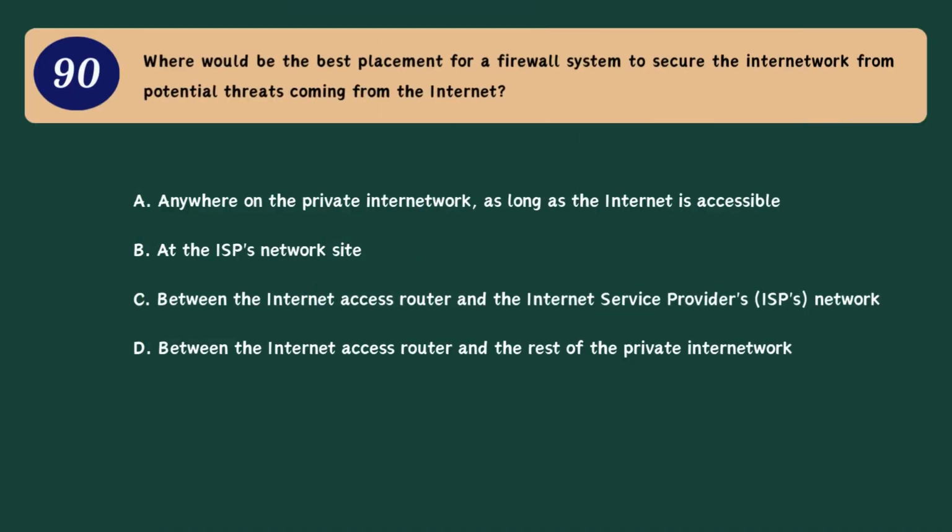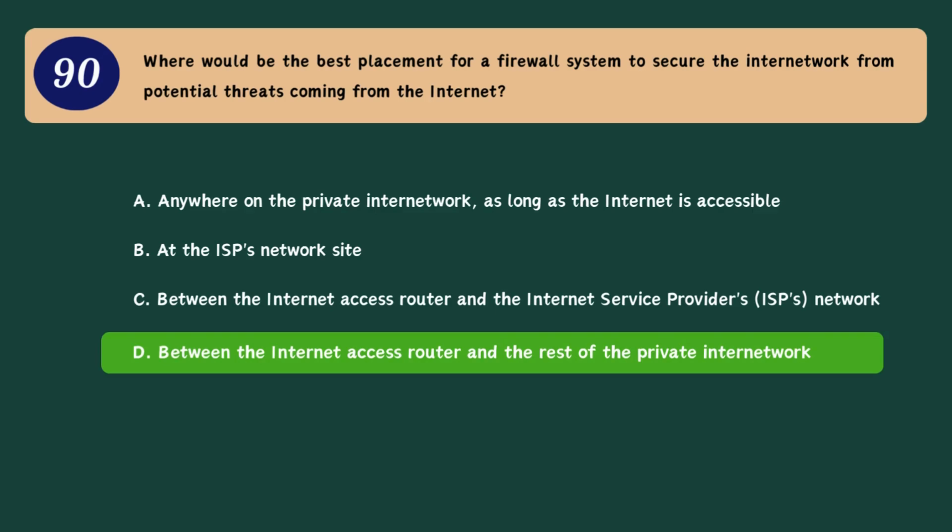Question 90. Where would be the best placement for a firewall system to secure the internal network from potential threats coming from the internet? A. Anywhere on the private internal network, as long as the internet is accessible. B. At the ISP's network site. C. Between the Internet Access Router and the Internet Service Provider's network. D. Between the Internet Access Router and the rest of the private internal network. Correct answer. D. Between the Internet Access Router and the rest of the private internal network.